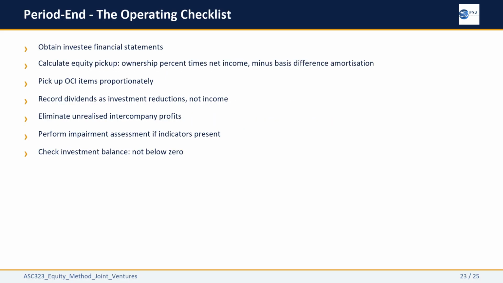The period-end checklist is how all 7 sections come to life in practice. Every step on this list connects to a concept from the training. Obtaining the investee statements connects to the audit work papers. The equity pickup connects to the measurement section. The OCI pickup is one of the 5 common mistakes. Dividends are another. Intercompany eliminations are a third. The zero balance check is the loss limitation rule. Work through this list consistently, and you will catch the errors before the auditors do.